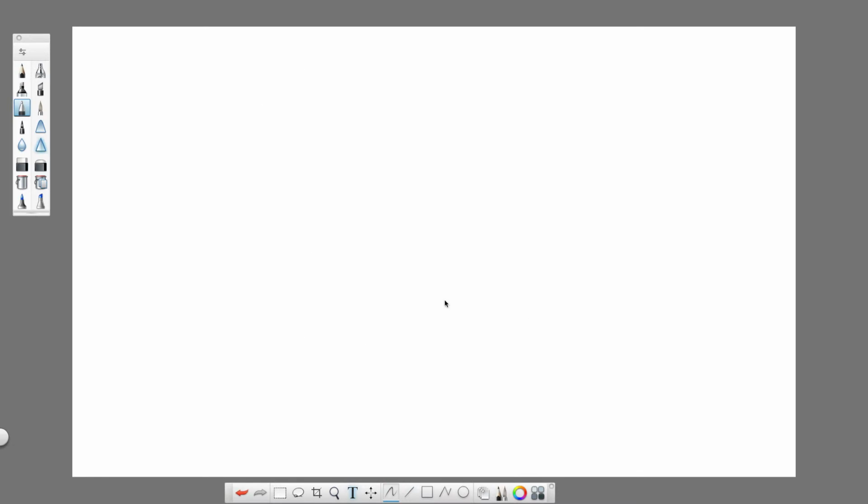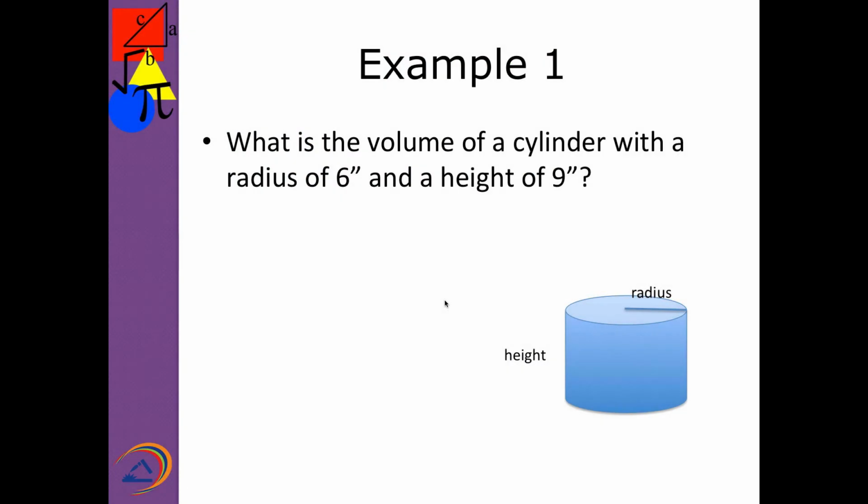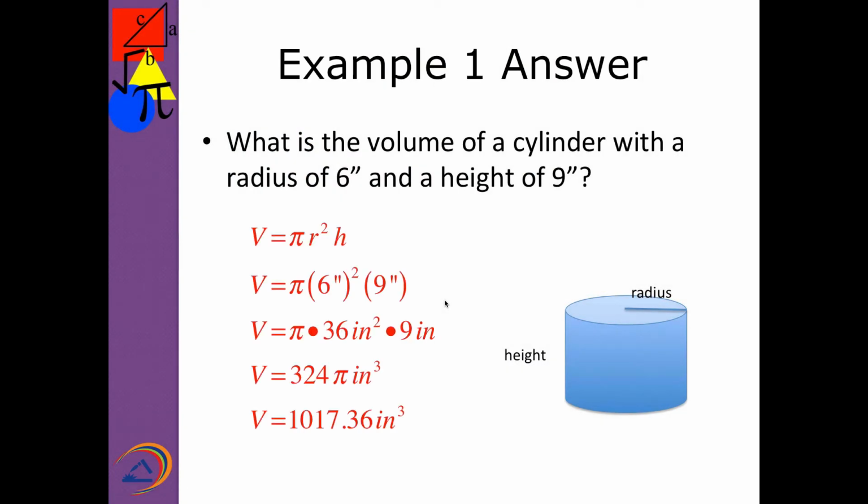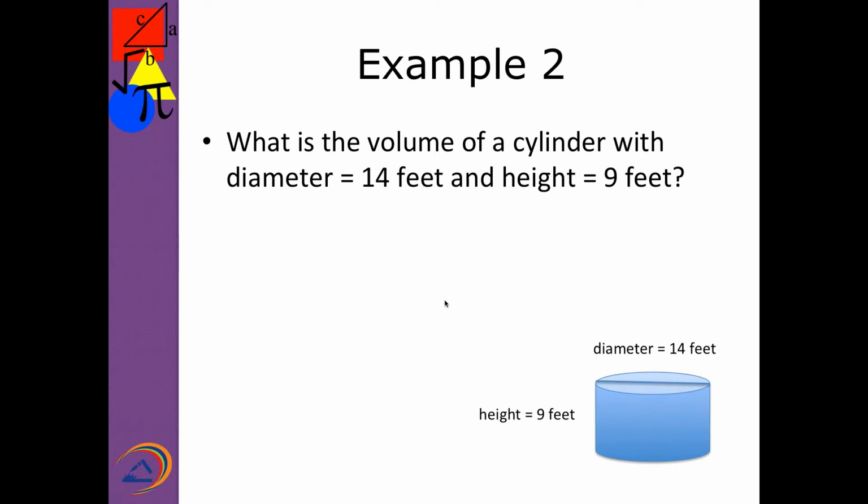Welcome back. Let's go back to our PowerPoint and let's check my answer. Same answer, so I did it correctly. Got inches cubed. So here's example number 2. Look at this problem and copy down any information you need to on your note taker. That the diameter is 14 feet, the height is 9 feet.